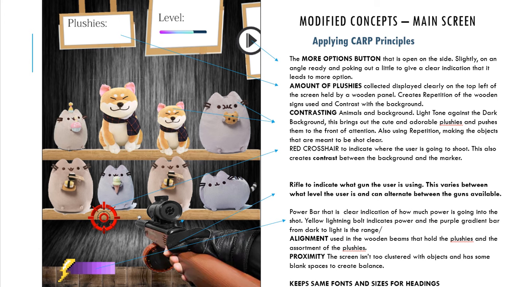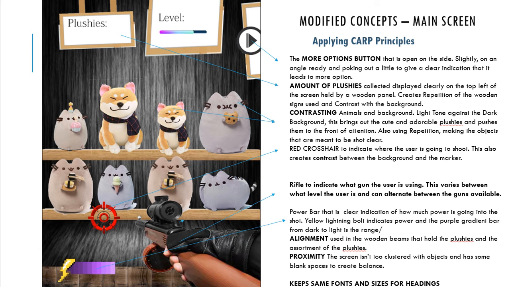This also uses repetition, making the objects that are meant to be shot clear. The red crosshair indicates where the user is going to shoot. This also creates contrast between the background and the marker. The rifle indicates what gun the user is using. This varies depending on what level the user is, and the user can alternate between the guns available.